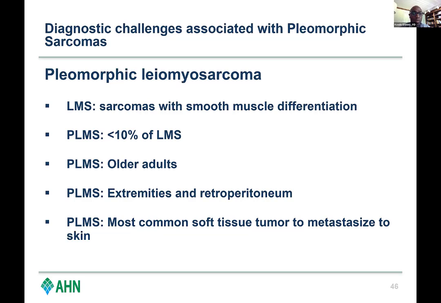Leiomyosarcomas are malignant neoplasms with smooth muscle differentiation. Less than 10% of leiomyosarcomas will be classified as pleomorphic leiomyosarcoma. Now, I'm using the term pleomorphic leiomyosarcoma. Some people may say leiomyosarcoma with pleomorphic areas or leiomyosarcoma with areas of dedifferentiation. I believe we're talking about the same thing. These are tumors that affect older individuals. They arise in the soft tissue of the extremity and retroperitoneum. And a little bit of trivia: this is the most common soft tissue tumor to metastasize to the skin.